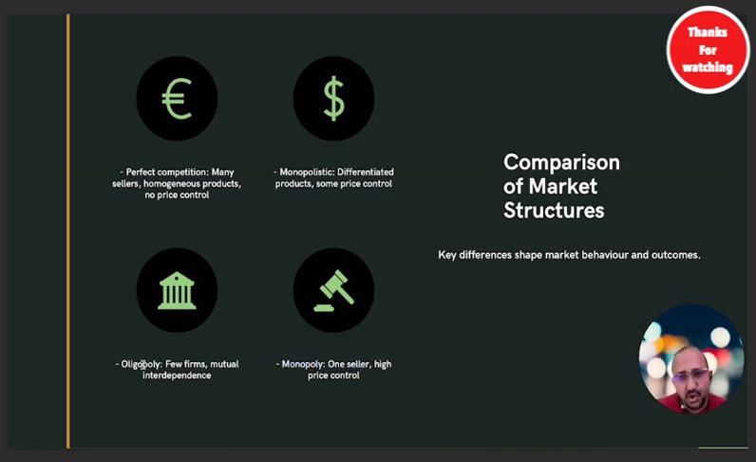Now, oligopoly: three or four companies in the same domain, trying to compete with one another. But there are only three or four companies, so the decision making of one company is affected by the decision making of another company, right?